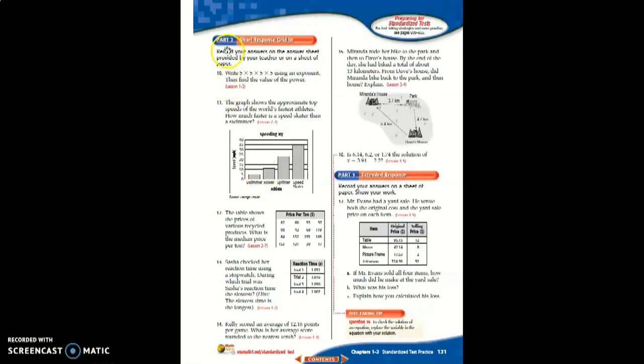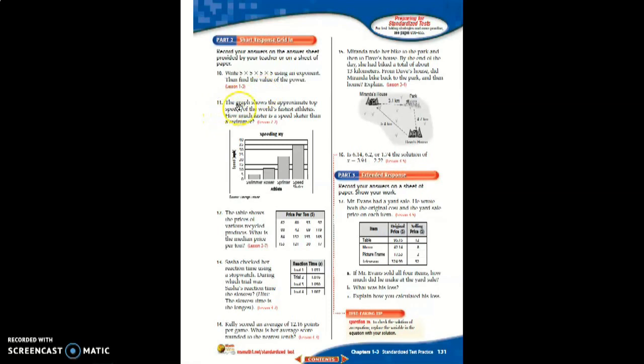Part 2. Short Response. Record your answer on the answer sheet provided by your teacher or on a sheet of paper. 10. Write 5 times 5 times 5 times 5 using an exponent. Then find the value of the power.